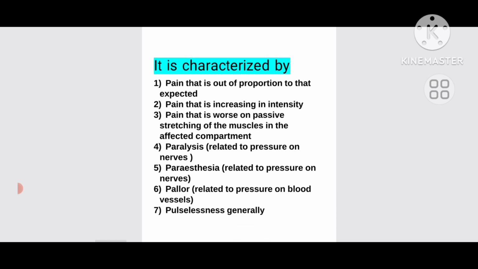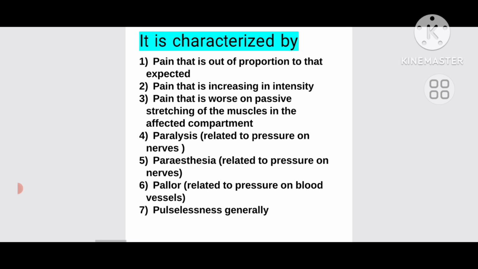So these are the features of compartment syndrome. Pain that is out of proportion to that expected, pain that is increasing in intensity, and pain that is worse on passive stretching of the muscle in the affected compartment. These are the three main features of compartment syndrome. I repeat: pain out of proportion to that expected, pain increasing in intensity, and pain worse on passive stretching of muscles in the affected compartment.